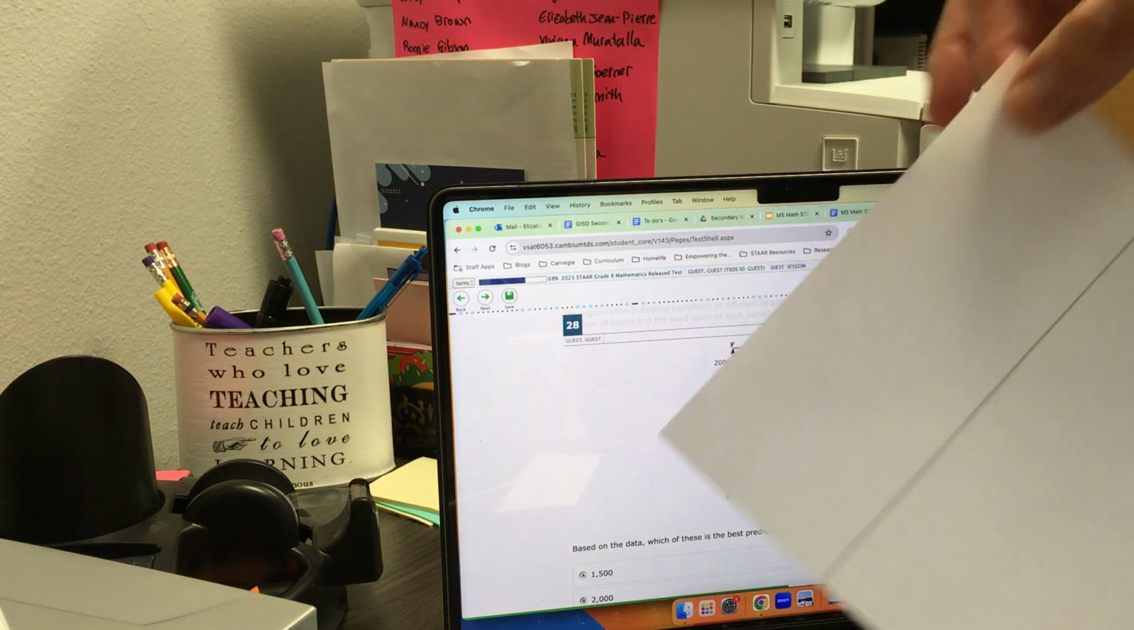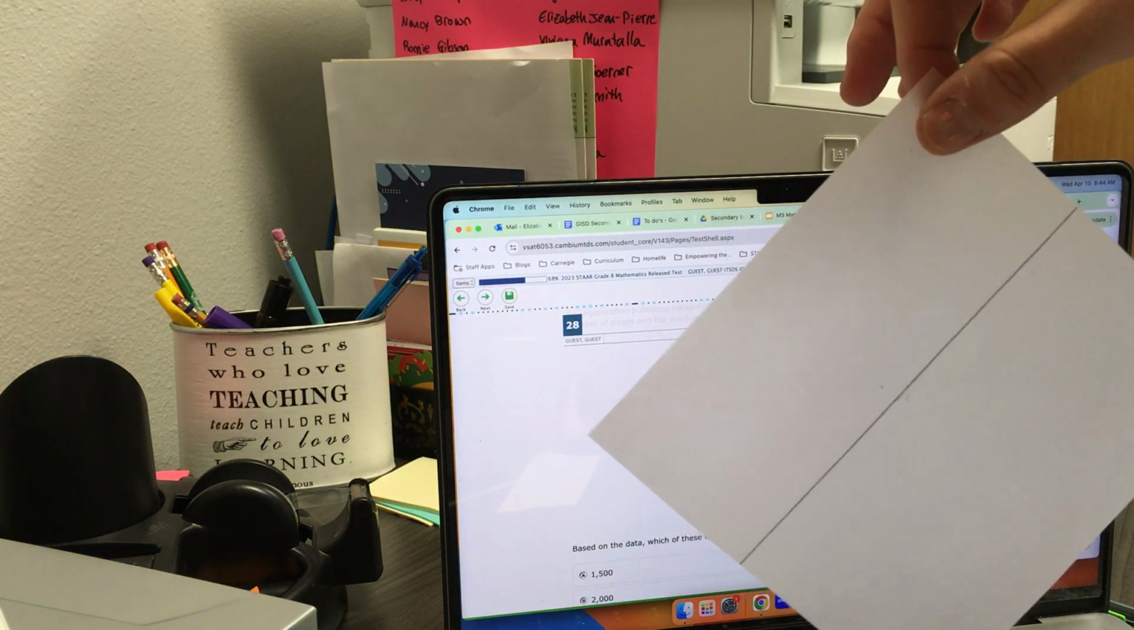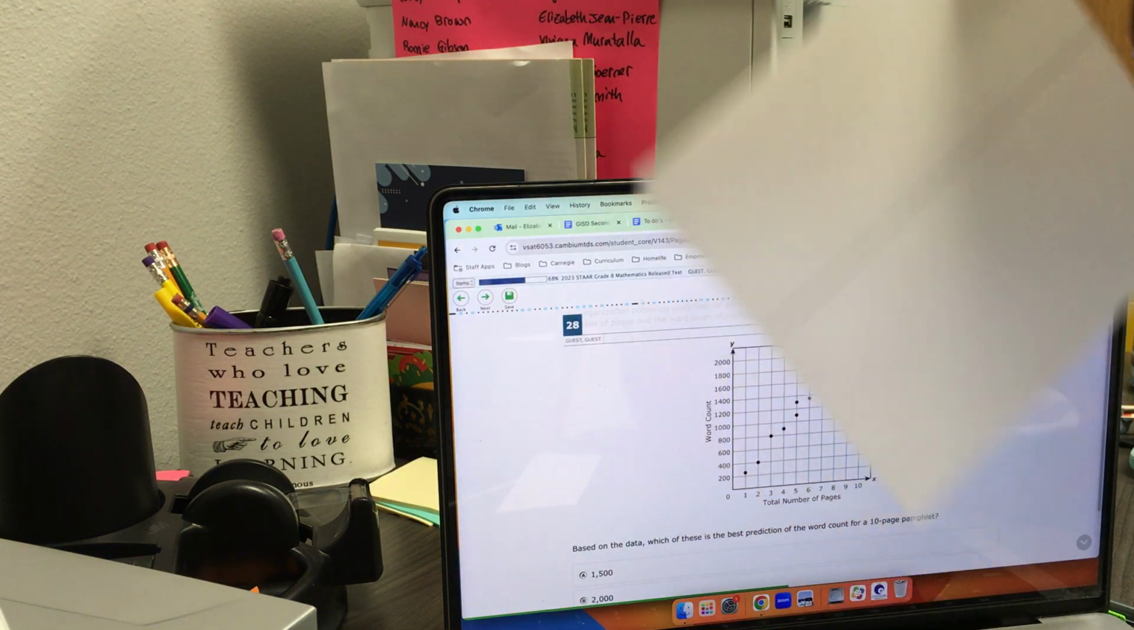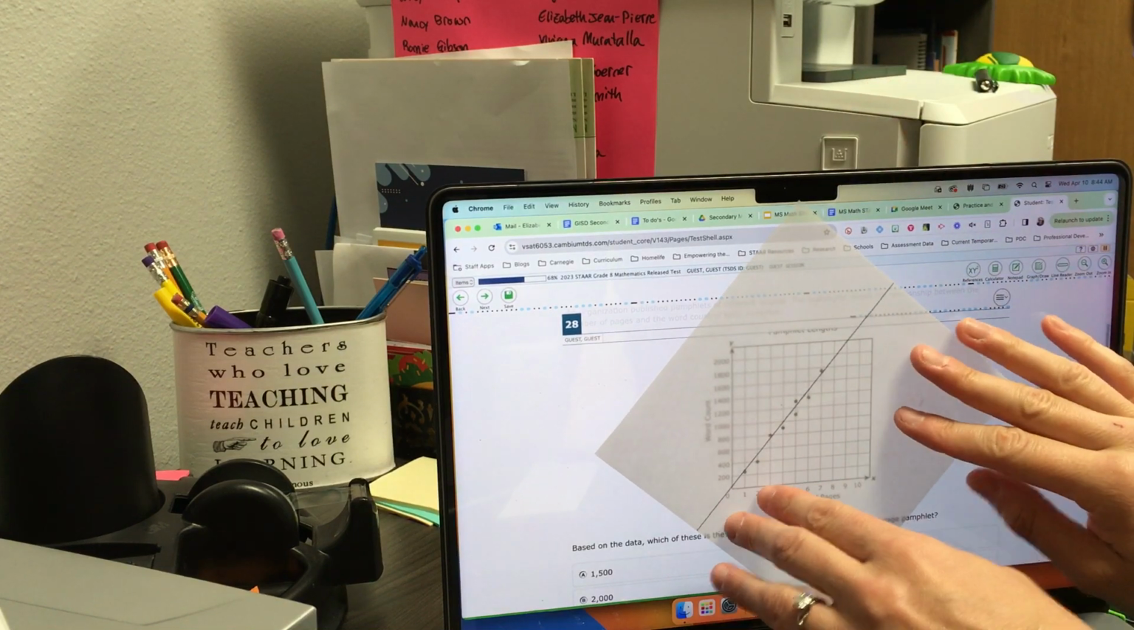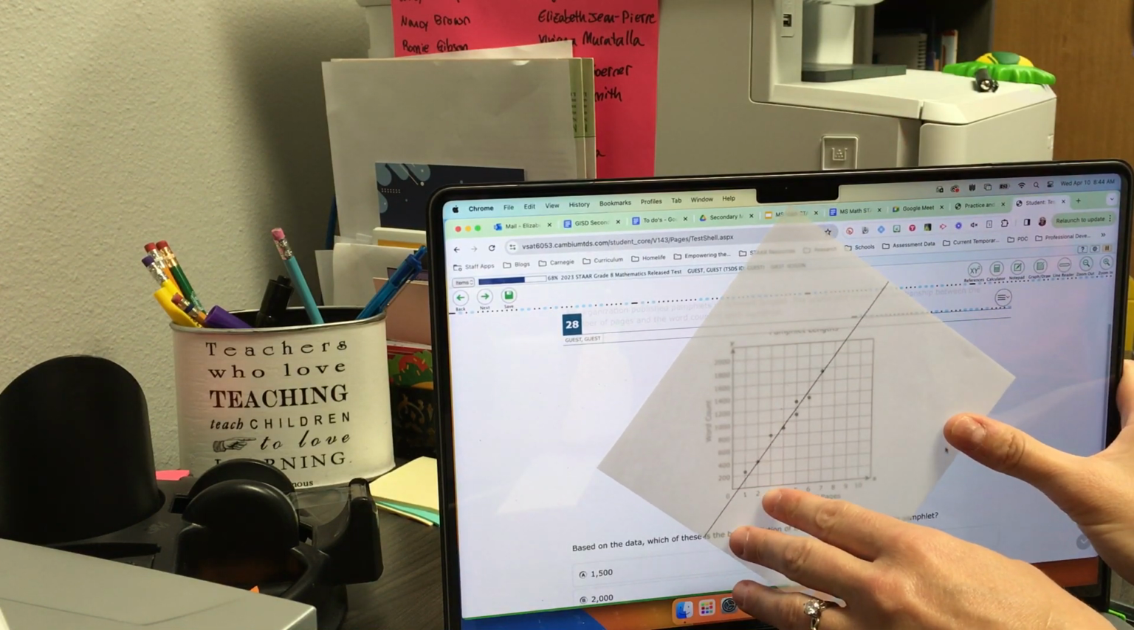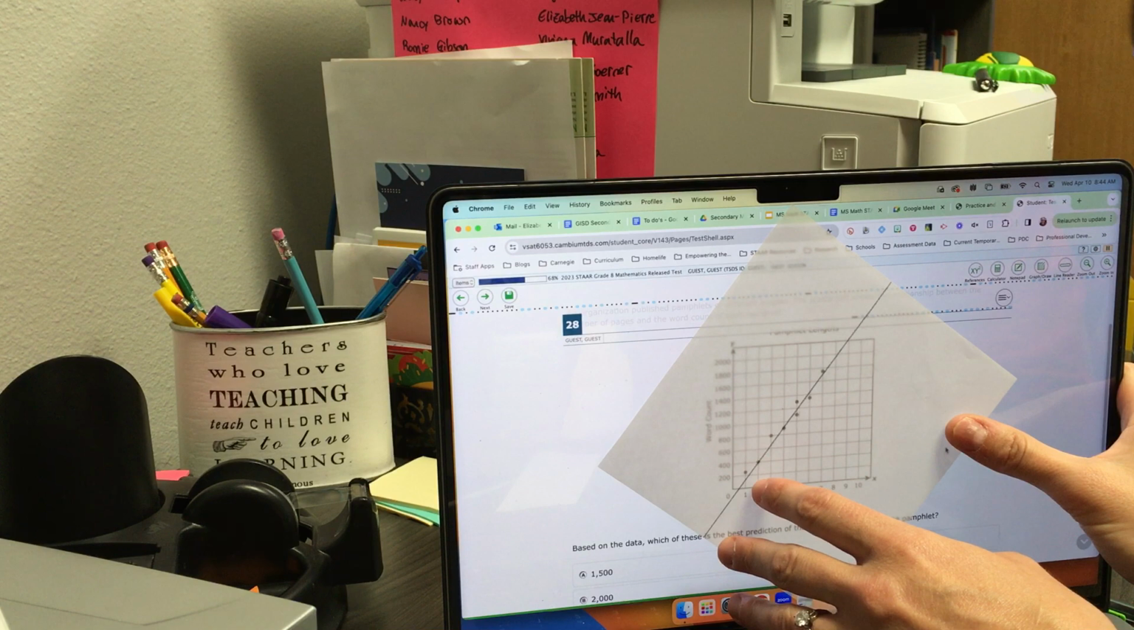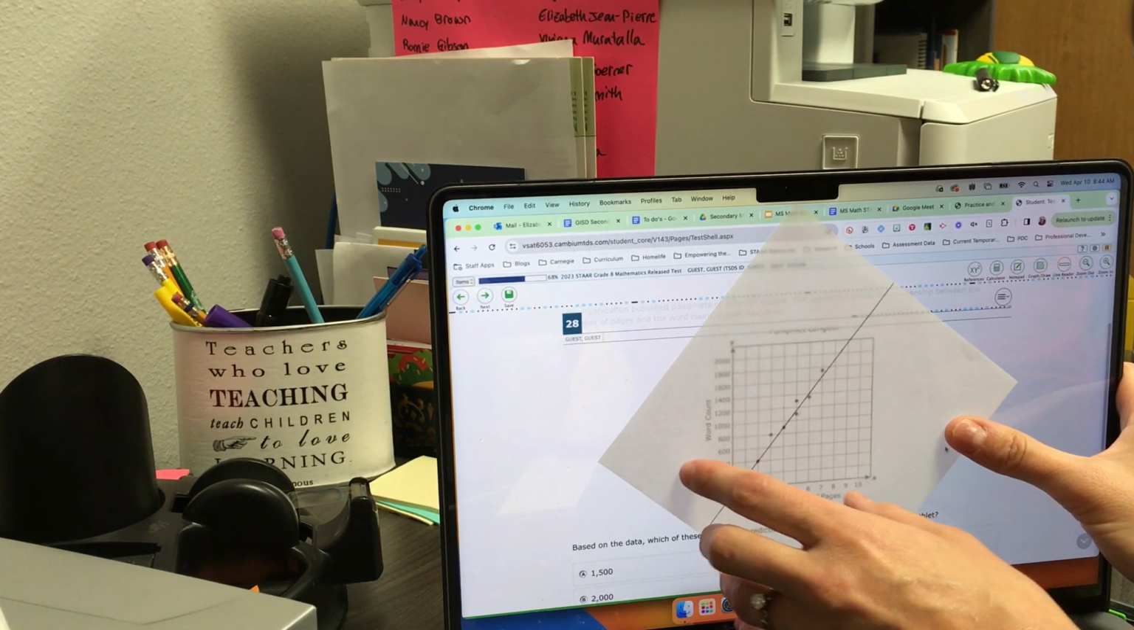So I'm going to take my patty paper. I've just drawn a straight line on it. You can draw a line using reference materials. And I'm going to place it on my graph. And I want about half the points below and half the points above, such that the distance between the points and the line is minimized.